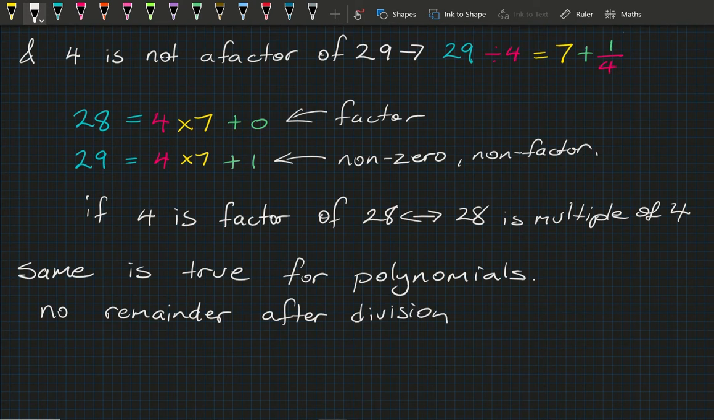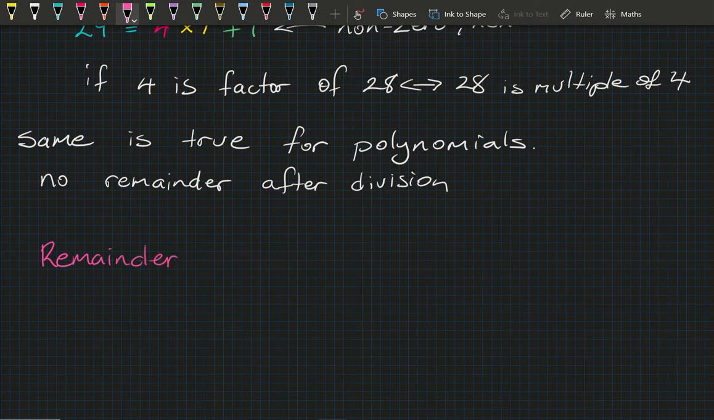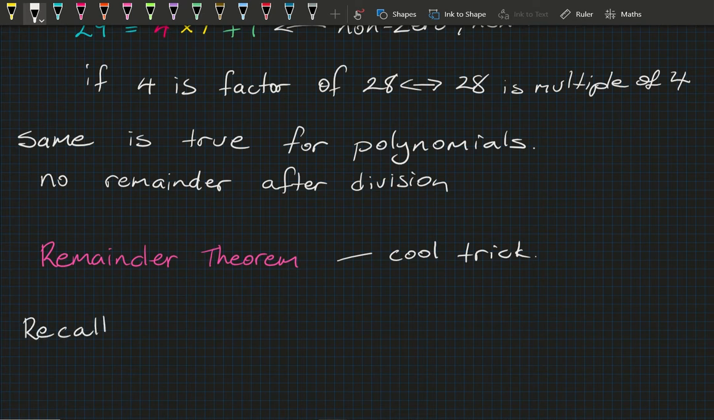Keep that in mind while we learn our new topic for today, which is called the remainder theorem, which is a really cool little trick. Let's say we try and divide our polynomial by a linear factor x minus b, and it'll have some quotient and remainder. In our last lesson, we learnt to express that as p of x is equal to x minus b times q of x, which is the quotient, plus the remainder.